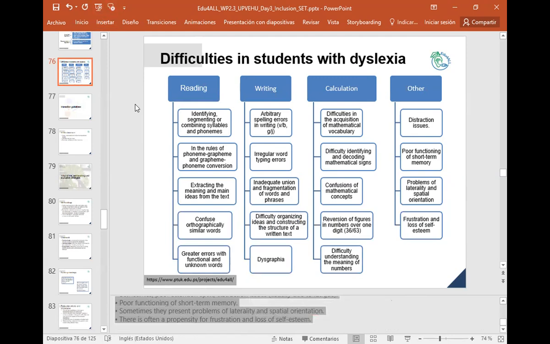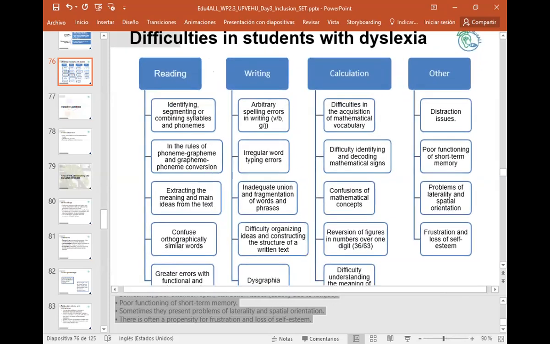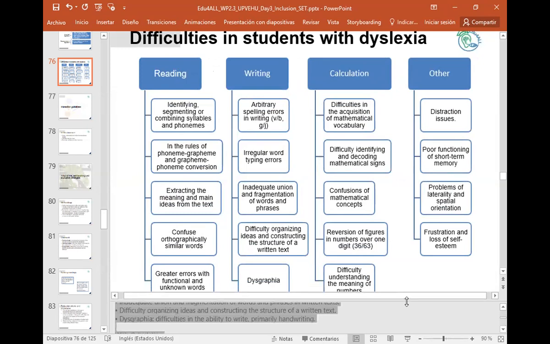These are some of the difficulties that students with dyslexia may present. In reading, difficulty identifying, segmenting, or combining syllables and phonemes. In the rules of phoneme-grapheme and grapheme-phoneme conversion, omissions, additions, substitutions, and reversion of graphemes or syllables. Difficulty extracting the meaning and main ideas from the read text. Confuse orthographically similar words. Greater errors with functional and unknown words.